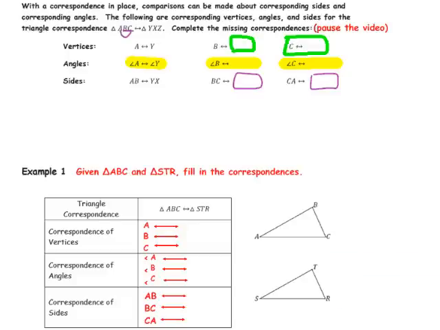B corresponds to X. They are both the second letters. C is the third letter, so it corresponds to Z, the third letter. Angle B is the second angle, so it corresponds to the second angle, angle X. Angle C is the third angle, so it corresponds to the third angle, which is Z. BC corresponds to YX, and CA corresponds to ZY.